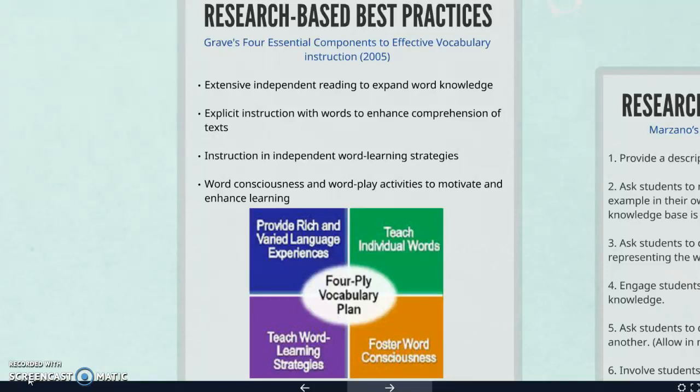We also need to provide explicit instruction in word learning strategies, which can happen oftentimes in guided reading in the primary grades. And then we definitely want to develop word consciousness, which is what I'll focus on in the application process, and wordplay activities to enhance learning.